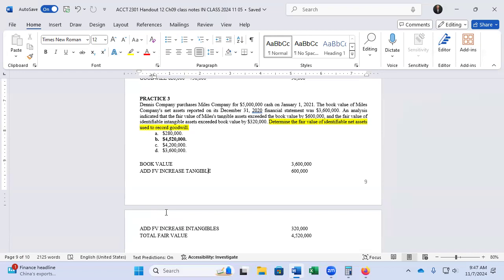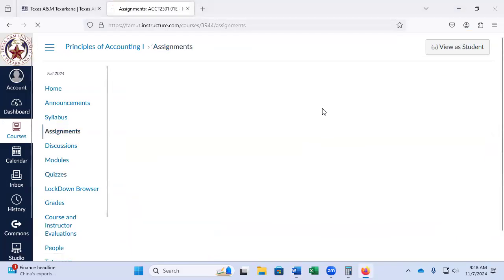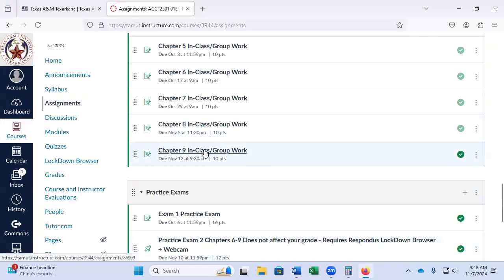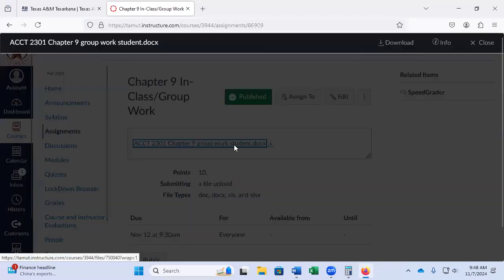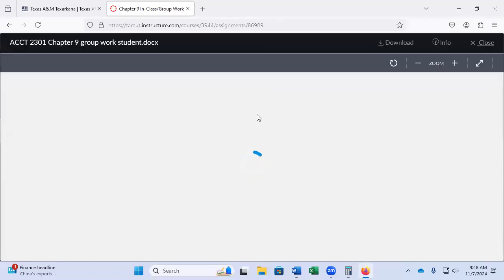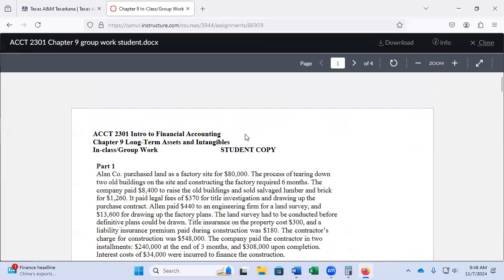Okay, so I'm going to stop recording here, and you guys can work on the chapter 9 in-class group work. For those of you who are online, you can find it in our assignments. Scroll down and it's chapter 9 in-class group work. And you guys can work on this. If you have any questions, type it in the chat or you guys can ask here.